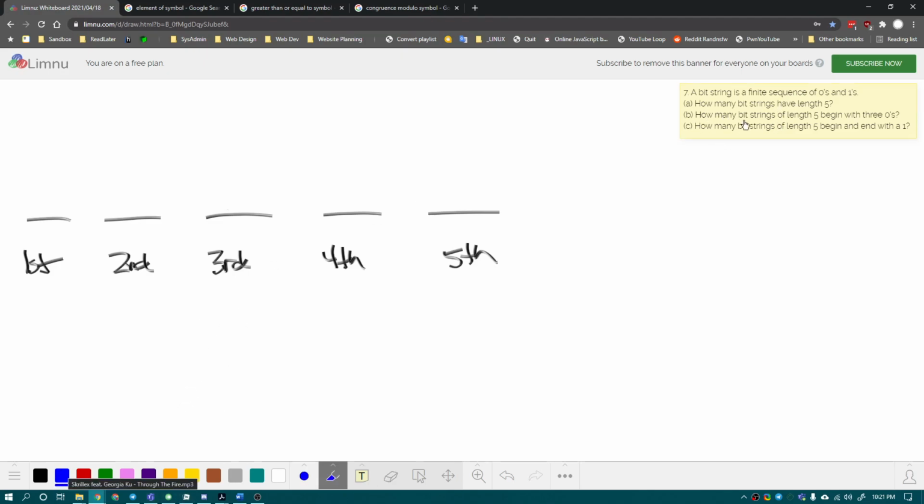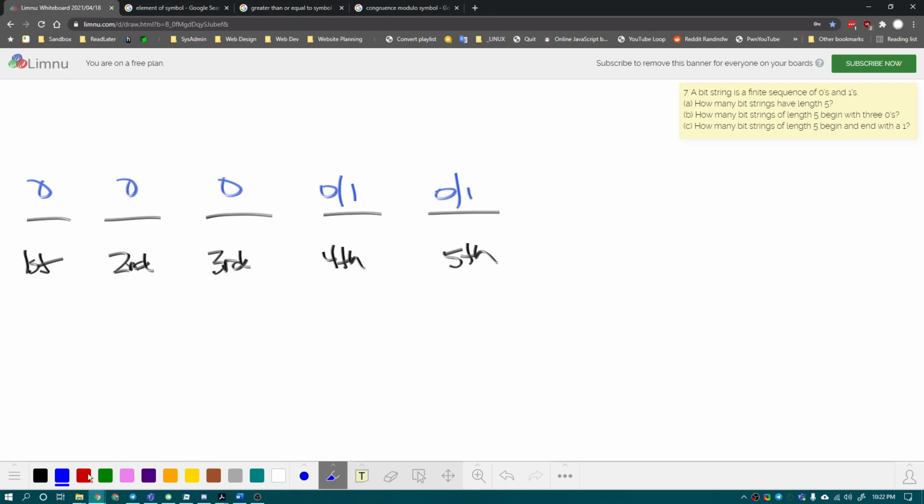For part B, it's how many bit strings of length 5 begin with 3 zeros. So Arena, how many options do we have for the first place? It says begin with 3 zeros. So what can the first place be? 0. It can't be 1, right? The second place has to be 0. The third place has to be 0. And it didn't say anything about the fourth and fifth. So these can be either 0 or 1.